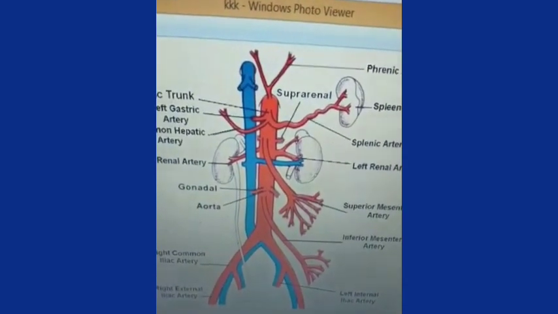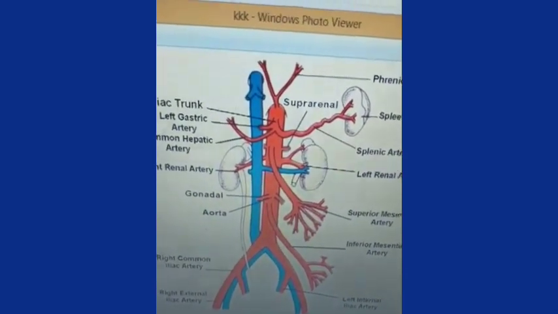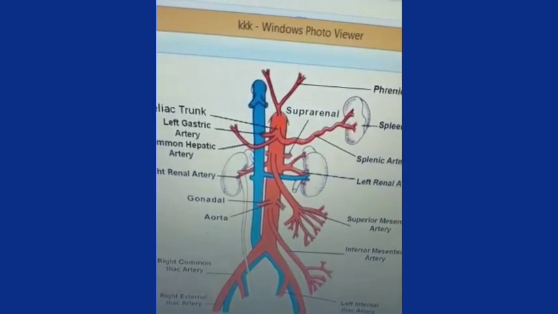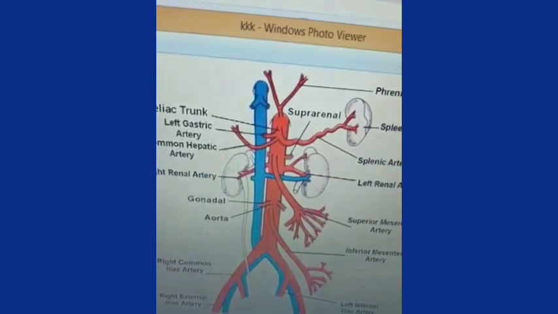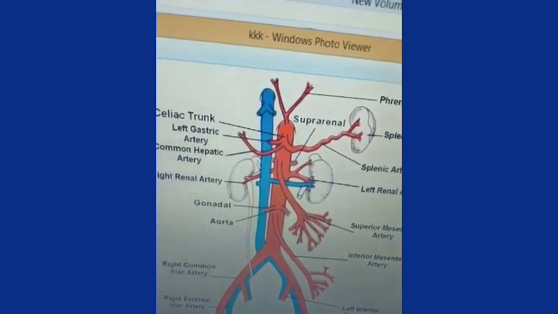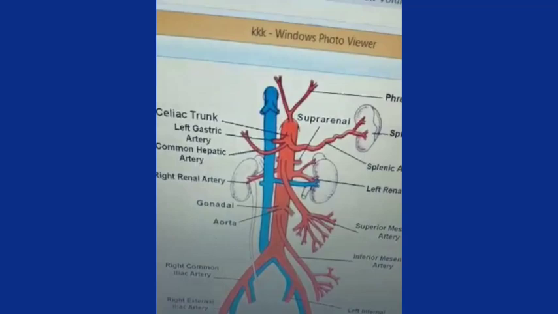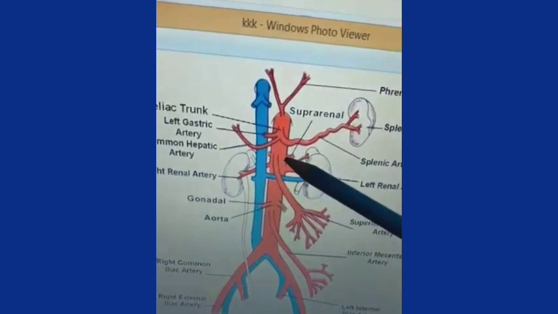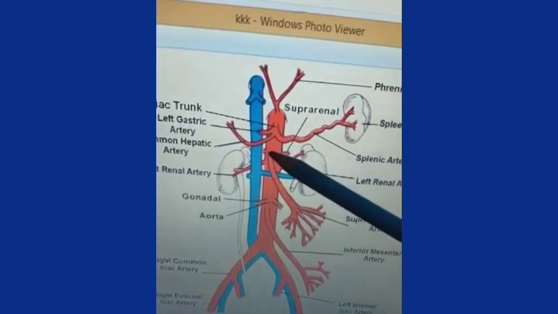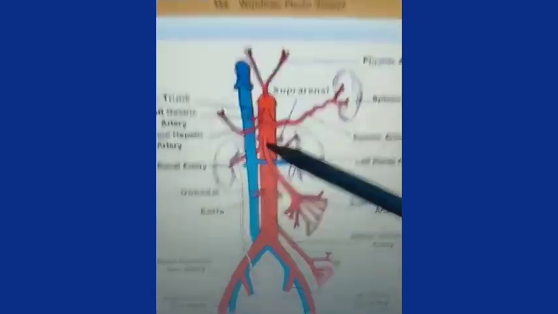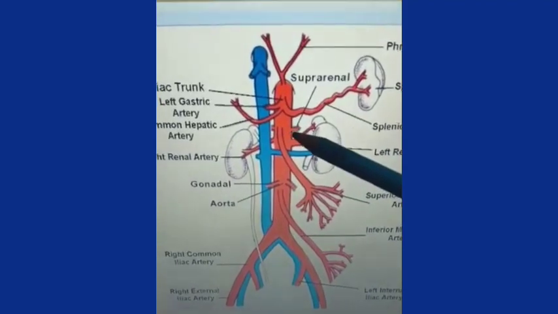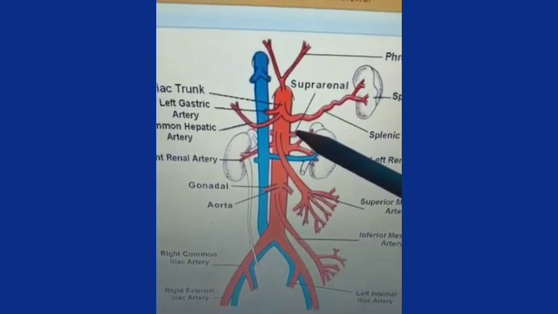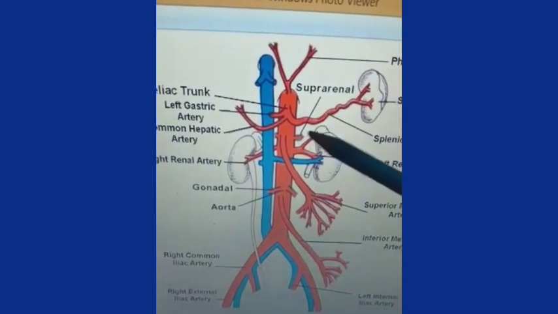Next lateral artery is the middle suprarenal artery. The middle suprarenal artery arises at the level of the origin of the superior mesenteric artery, and it passes laterally and upward over the corresponding crus of the diaphragm to reach the gland. This is the middle suprarenal artery. It arises just at the level of the origin of the superior mesenteric artery, which arises at the level of L1. This also arises at the level of L1. Then it ascends upward to supply the suprarenal gland.